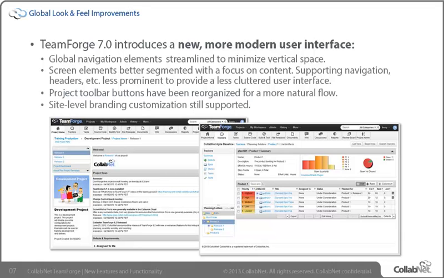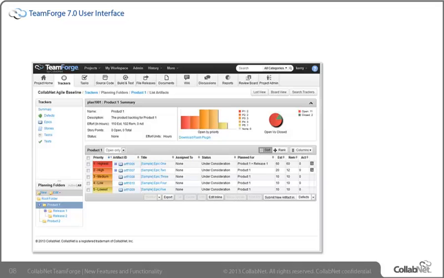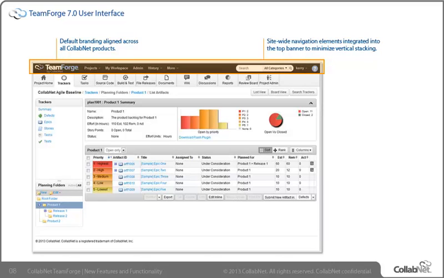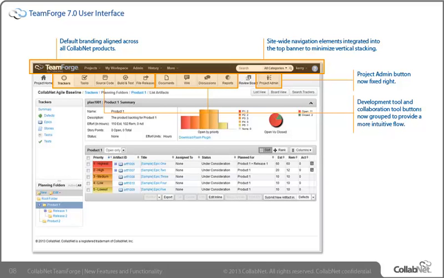With the release of 7.0, TeamForge continues to support customizable branding. The newly designed interface now features the CollabNet branding and a cleaner focus on the data rather than the framework itself. The site-wide navigation options have been incorporated into the top banner to reduce vertical stacking. The toolbar has been organized into tool groupings for a more intuitive flow, development tools, and collaboration tools. The main work areas' headers, navigation, and buttons have become less prominent, so the emphasis is on the content. These changes provide the TeamForge 7.0 user with a less cluttered interface so they can focus on their work.